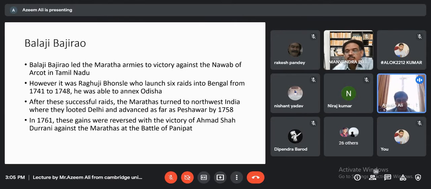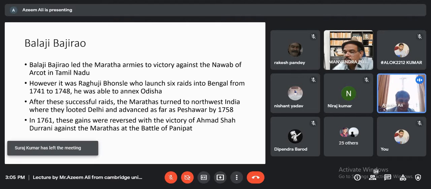Balaji Bajirao led the Maratha armies to victory against the Nawab of Arcot in Tamil Nadu. However, it was Raghuji Bhonsle who launched six raids into Bengal from 1741 to 1748, and he was able to annex Odisha. After these successful raids, the Marathas turned to northwest India, where they looted Delhi and advanced as far as Peshawar in 1758. In 1760, these gains were reversed with the victory of Ahmad Shah Durrani against the Marathas at the Battle of Panipat.